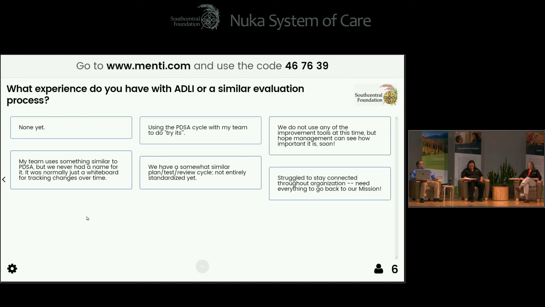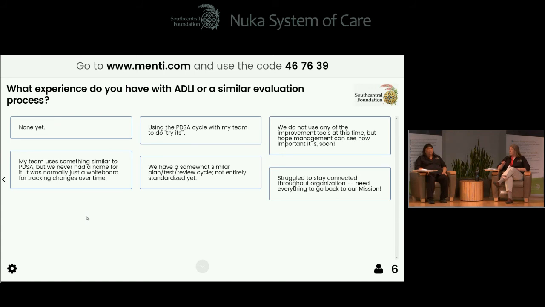We've got another response. Struggled to stay connected throughout organization. Need everything to go back to our mission. Yes, I think that's key. If you're not living your mission and vision, then what are you striving for? You need to know where you're going. And the Baldrige application process, the review process, really is looking for that system and that connection throughout all of the categories. So even though the criteria is segmented into categories, they really are looking for that whole cohesive response, and they can see the fabric of the organization reflected throughout those categories and ultimately rolling up to the mission and vision.